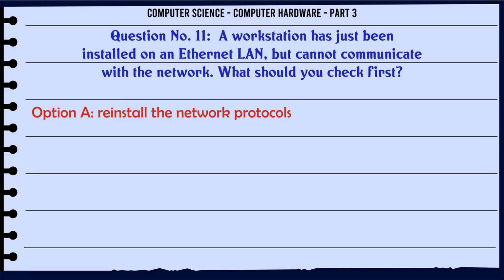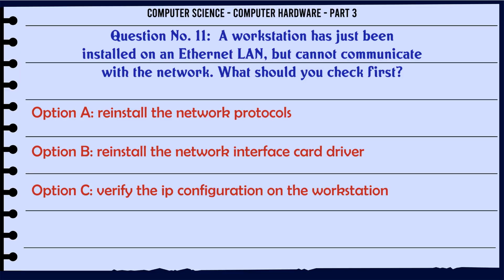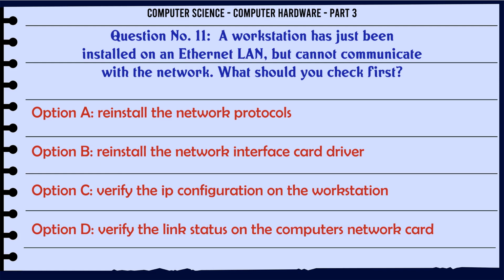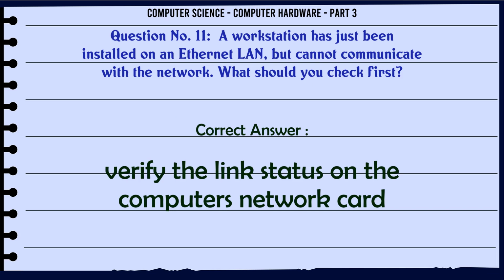A workstation has just been installed on an Ethernet LAN but cannot communicate with the network. What should you check first? A. reinstall the network protocols. B. reinstall the network interface card driver. C. verify the IP configuration on the workstation. D. verify the link status on the computer's network card. The correct answer is verify the link status on the computer's network card.